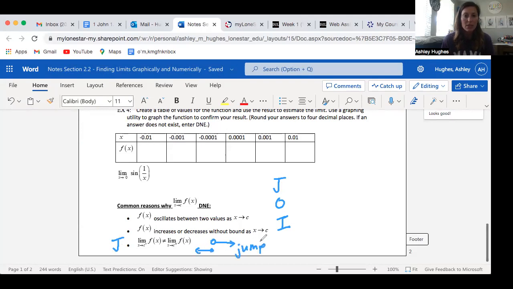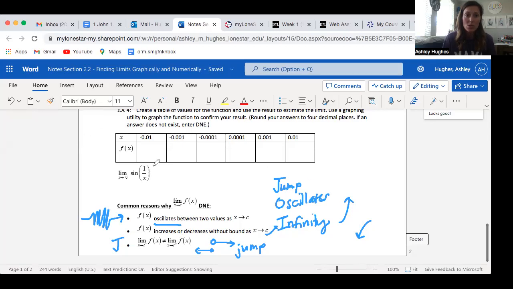It's not continuous, all right? Then increases or decreases without bound, that is infinity. And then this one is oscillates. So it's like that picture. Okay, so infinity, technically the limit doesn't exist when it's approaching positive or negative infinity. So again, this stands for jump, oscillates, and infinity. And if you like acronyms to help you remember, like I do, you can remember you have joy, but spelled funny. Okay, so joy: jump, oscillates, infinity.